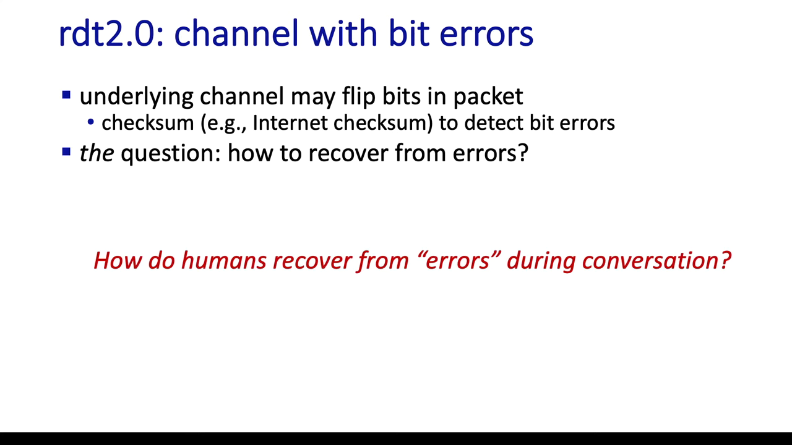In the simplest case, say that the channel can flip bits in the transmitted message, rendering the message unintelligible at the receiver. Well, before we develop an RDT 2.0 protocol to deal with errors, flipped bits in the communication channel, it'd be a good idea for you to sit back now and think about what protocol mechanisms you, as a human being, use to communicate reliably with someone?